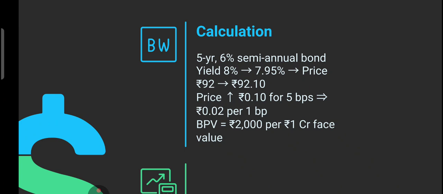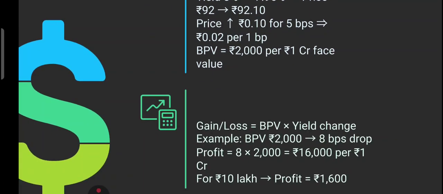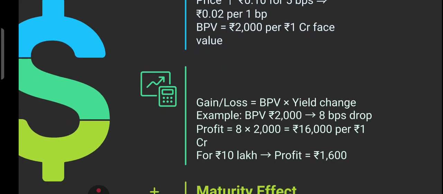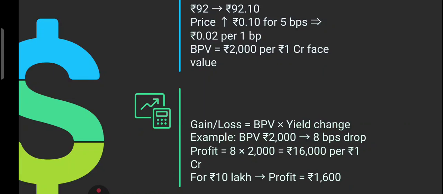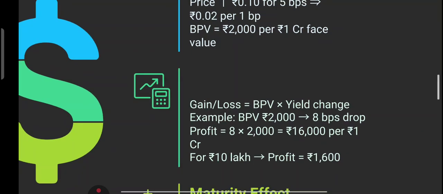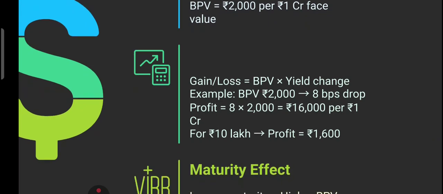Right. Now imagine an 8 bp drop in the yield. The basic formula is that gain or loss is equal to BPV multiplied by yield change, because BPV relates two things. On one side we have the price, on the other side we have the yield change. Suppose yield 8%, 8 bp drop. So what will happen to the profit? Ultimately it will increase by 16,000 rupees per 1 crore. So for a rupees 10 lakh holding, the profit you make is 1600. Not bad, right? So that is the effect.